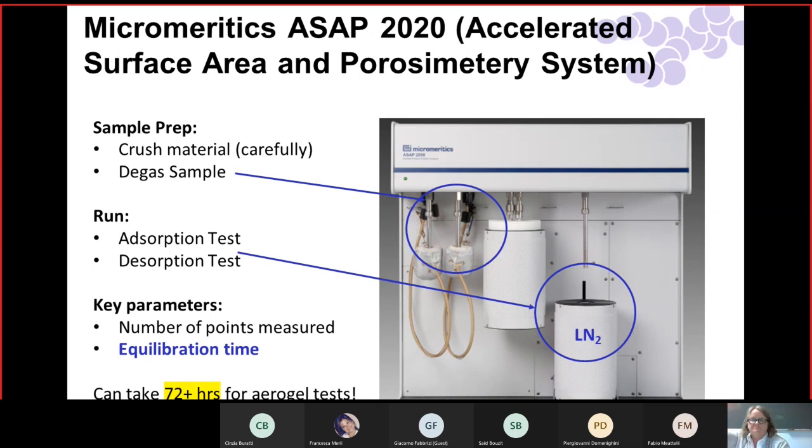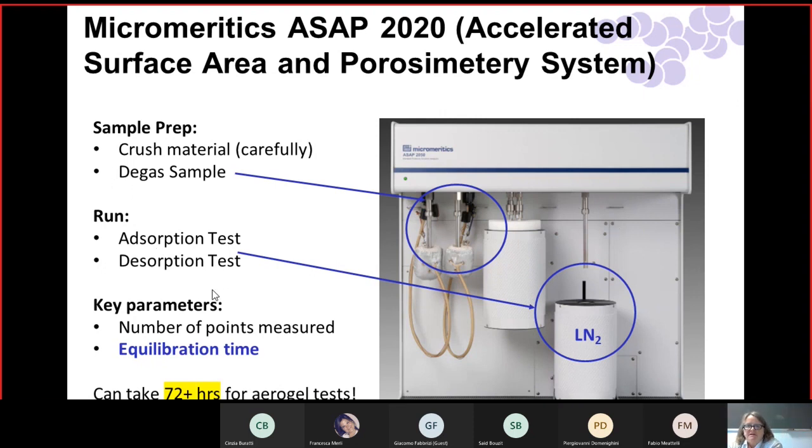These are heating mantles, so they heat the sample slightly. And so you heat the sample, and as you heat it, you drive off whatever is on there through the vacuum pump. And so we tend to do about 6 hours of this to degas our sample. And then you run your adsorption and your desorption test. And so that's done over here.